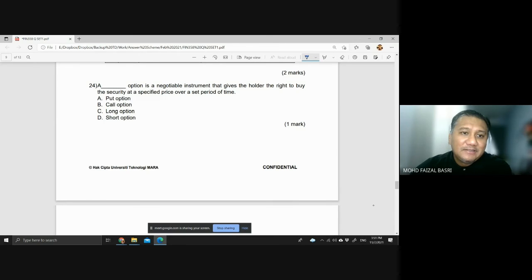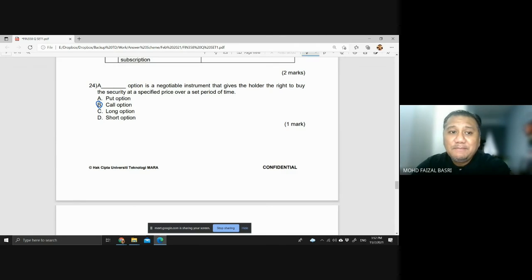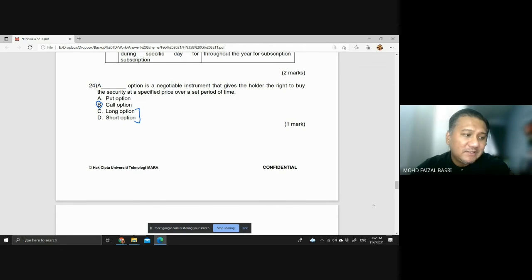Call ke put tadi? Call. Call. Yes, call. Ingat call is to buy, put is to sell. And long and short ni is a action. Dia bukan nama option tu. Long position, short position tu ada tapi bukan nama option. Option punya nama is either put or call sahaja. Okay, long dengan short ni is the action. Short ni jual, long ni beli.